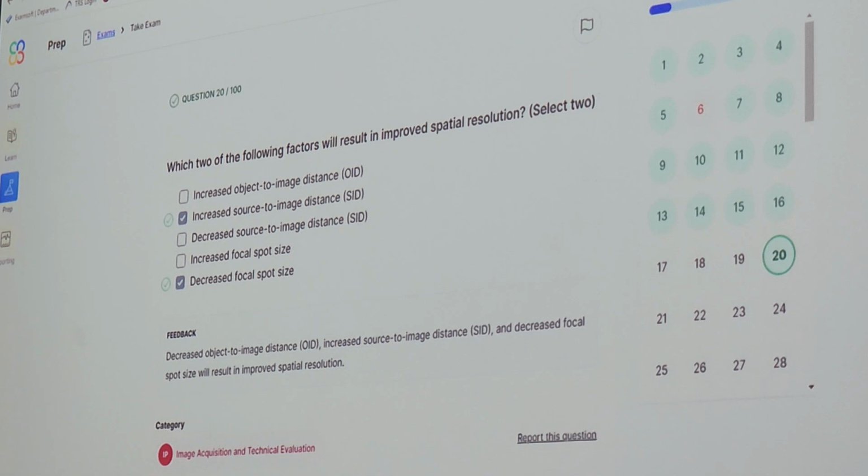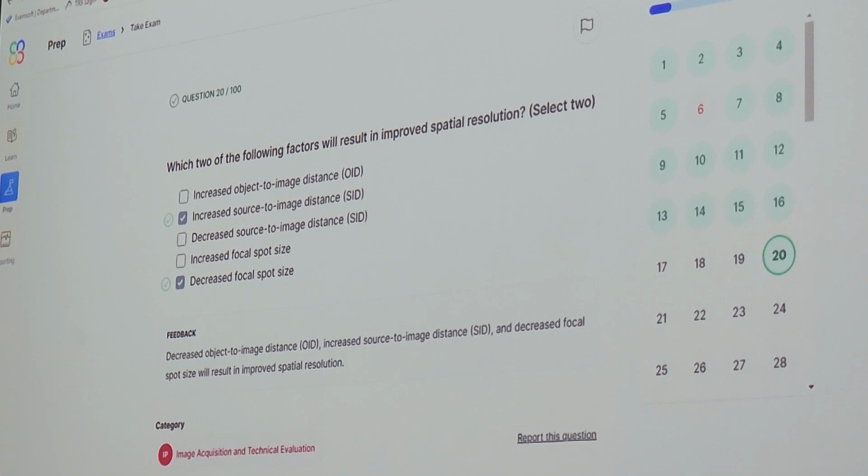All right. So Mr. Phung. Yes. Less SID. Mm-hmm. Less spatial resolution. Correct. And spatial resolution makes it fuzzy, right? Spatial resolution is about how fuzzy the edges are. Okay. So the more spatial resolution you have, the less fuzziness you have. The less fuzzy. Correct.